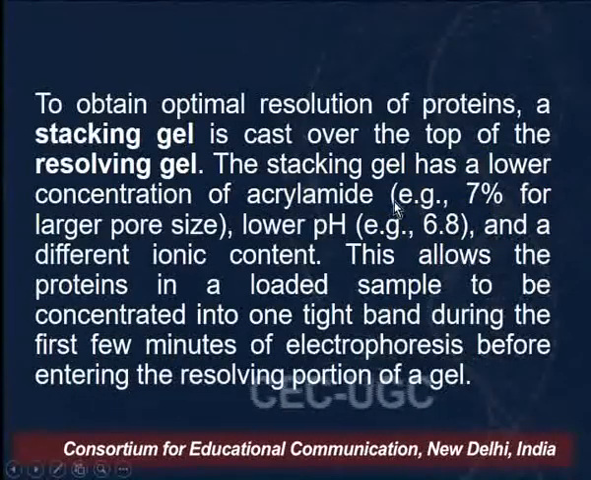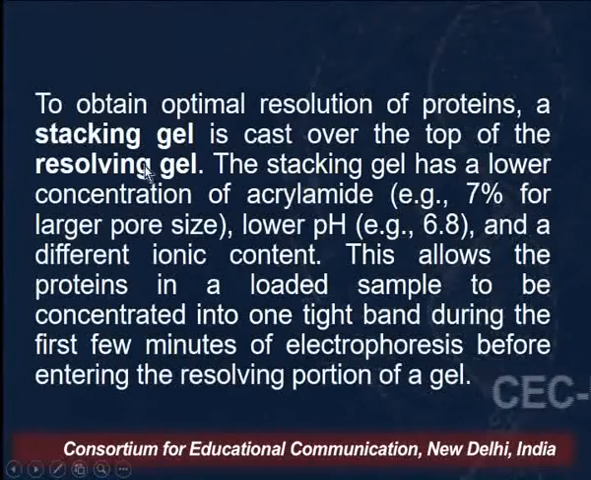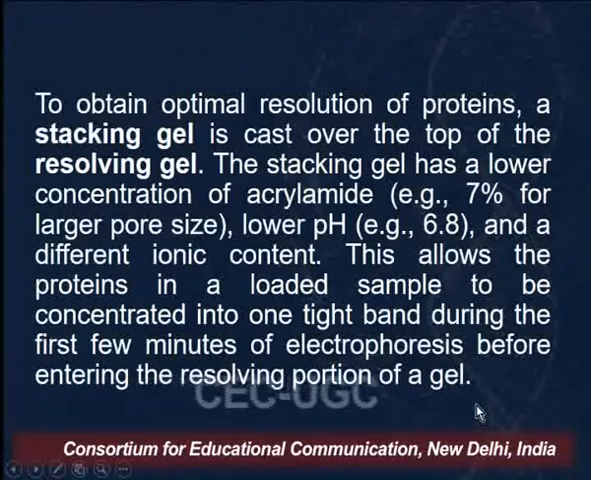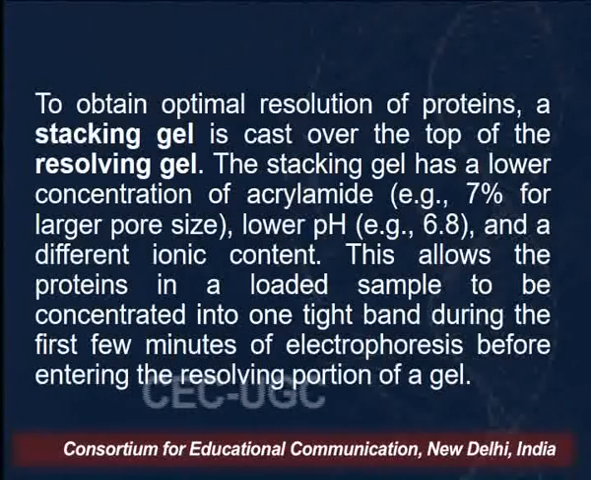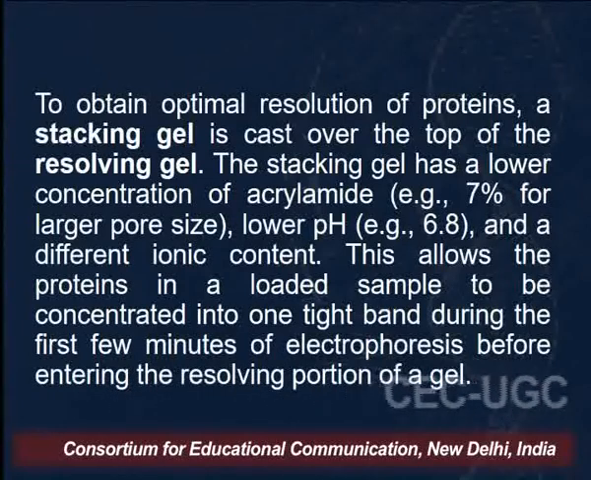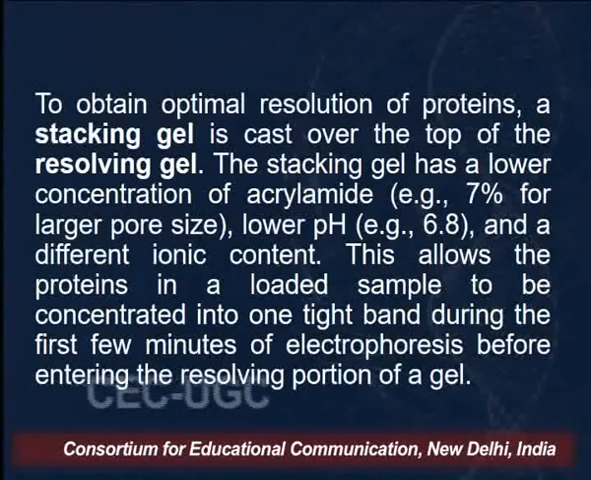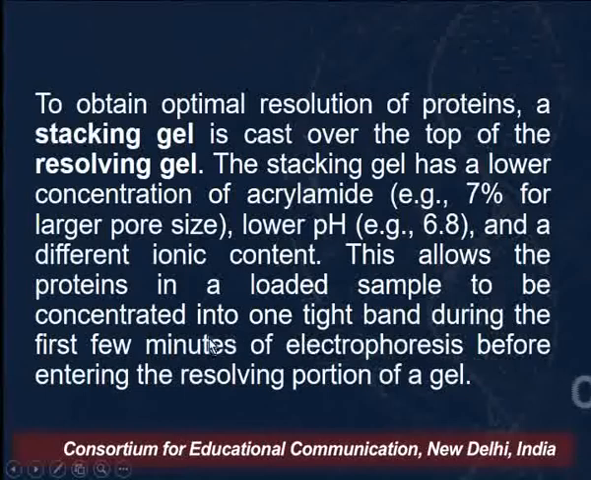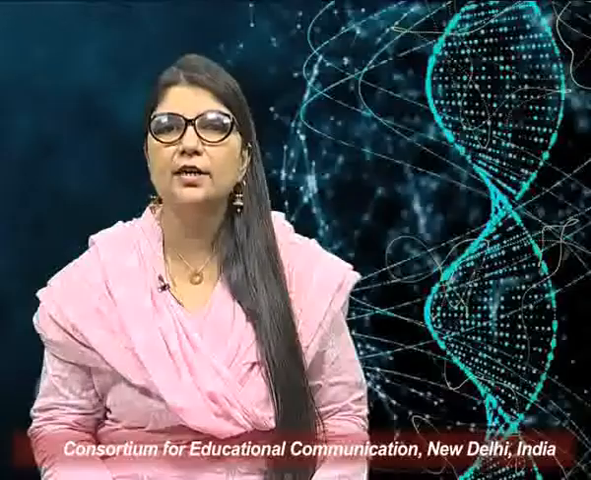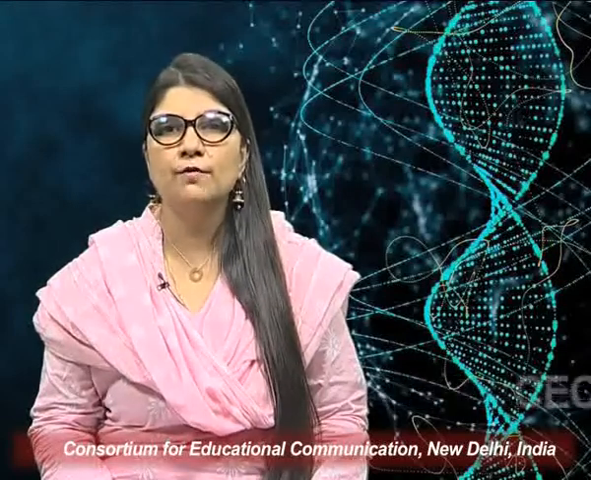Now, to obtain the optimal resolution of proteins, a stacking gel is cast over the top of the resolving gel. The stacking gel has a lower concentration of acrylamide, for example 7%, for large pore size, a lower pH, for example around 6.8, and a different ionic content. So the resolving gel is around 12%, it has a smaller pore size, a little higher pH which is 8.8, and a different ionic content. This allows the proteins in a loaded sample to be concentrated into one tight band during the first few minutes of electrophoresis before entering the resolving portion of the gel.